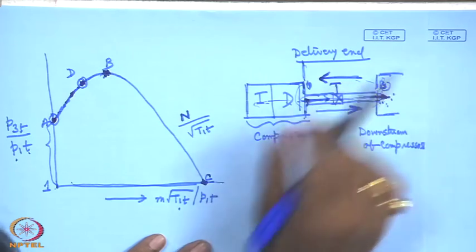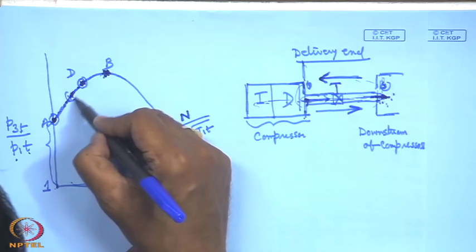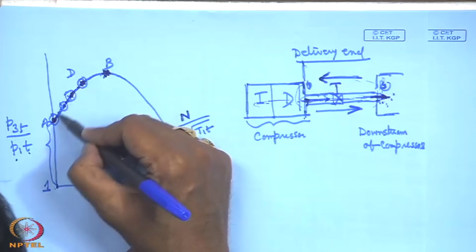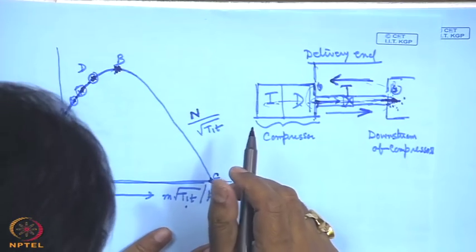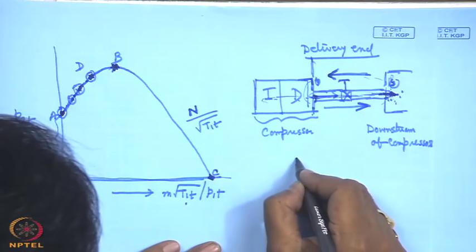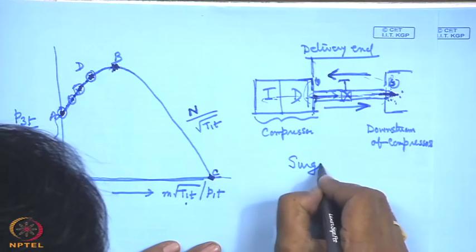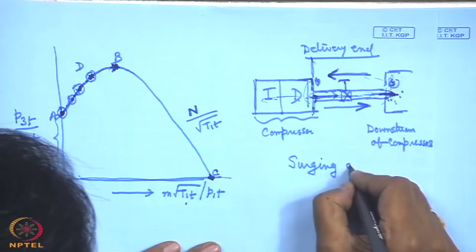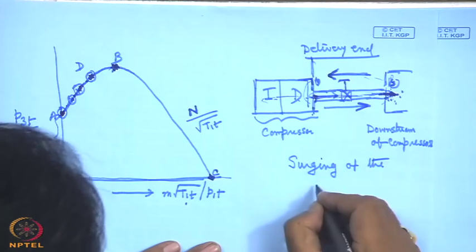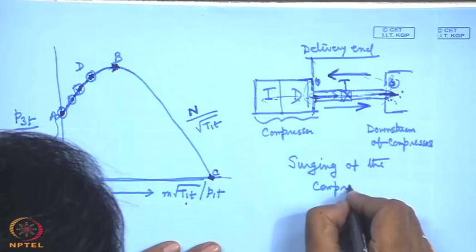So this type of flow reversal takes place when the operating point is on the steeper side of the positive slope part of the characteristic curve. And this is known as surging of the compressor. Clear? This is a very important thing.